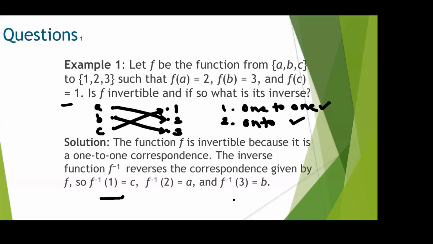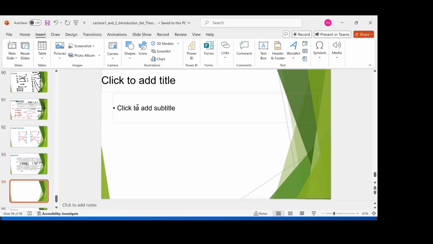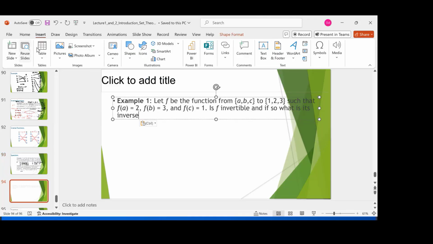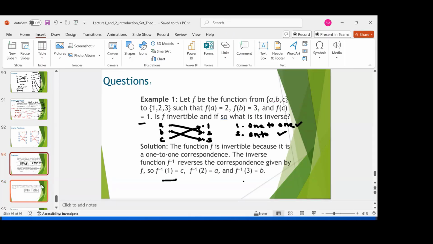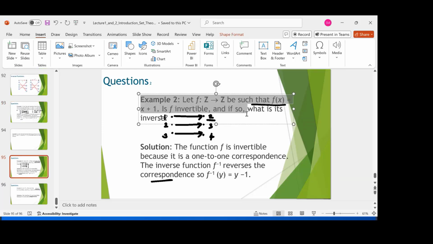So here are some more examples. We have to find the inverse for the given examples. We will see a new word now. If we can find the inverse of a function, then that function is called inversible or invertible.